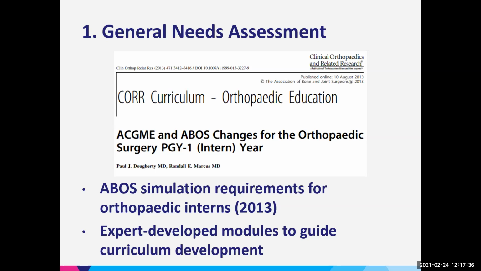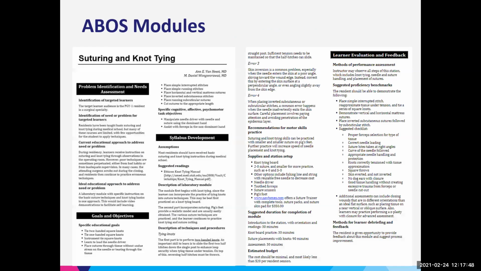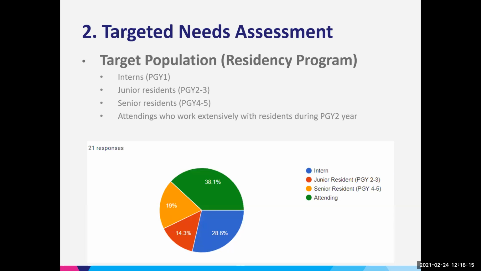The ABOS, American Board of Orthopedic Surgery, and the ACGME instituted some changes for the PGY1 intern year curriculum in 2013 and got a bunch of experts together to create modules to guide curriculum development. These modules, although very extensive, weren't really adaptable to every type of situation. There are some that called for multiple cadaver labs. There are some that called for a lot of other things that weren't always going to be applicable to every residency program. That's part of why these modules were created: to be a framework for each program to develop their own curriculum.